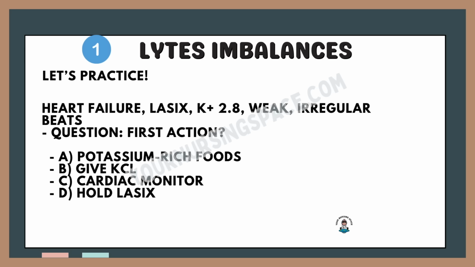All right, let's try an NCLEX-style question. A client with heart failure is on furosemide Lasix, and the nurse sees muscle weakness, irregular heartbeats, and a potassium of 2.8. What's the first action? Options: A, encourage potassium-rich foods. B, give potassium chloride as prescribed. C, place the client on a cardiac monitor. D, hold the next dose of Lasix. Pause and think. What's your pick?